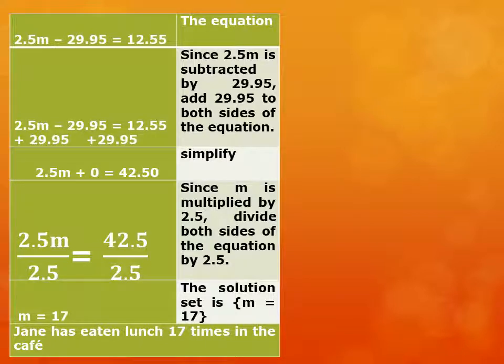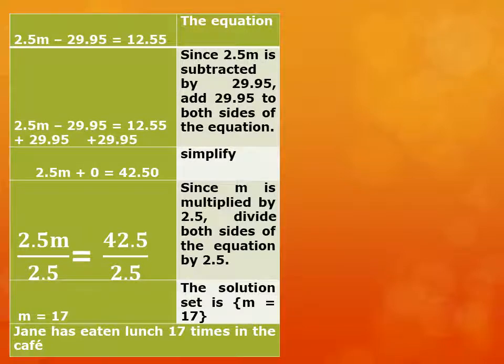Since M is multiplied by 2.5, we are going to divide both sides of the equation by 2.5. So 2.5M divided by 2.5 is equal to 42.5 divided by 2.5. Then we are going to simplify it again. 2.5M divided by 2.5, that is M, is equal to 42.5 divided by 2.5, that is equal to 17. So M is equal to 17. So the solution set is M is equal to 17. So Jane has eaten lunch 17 times in the cafe.